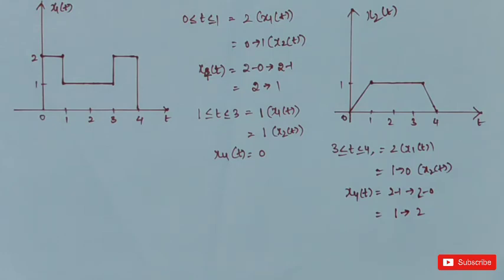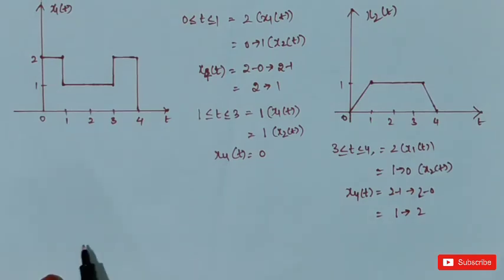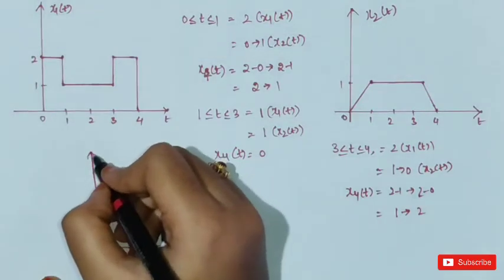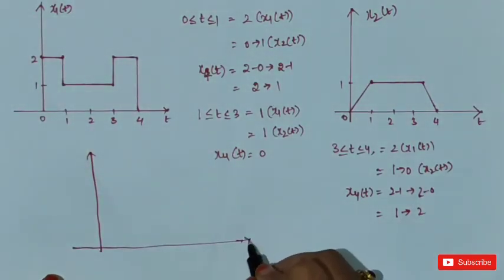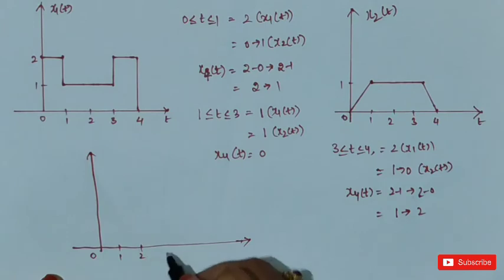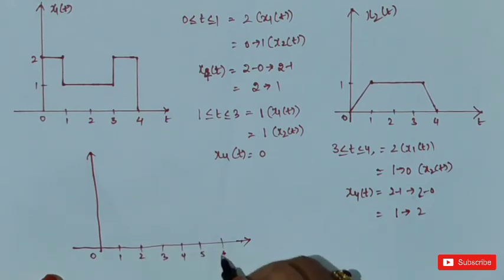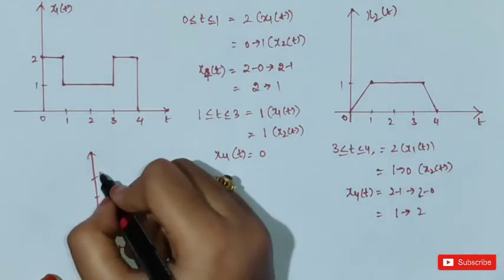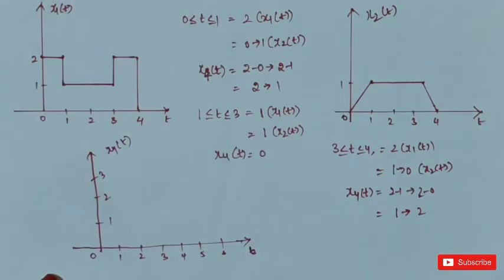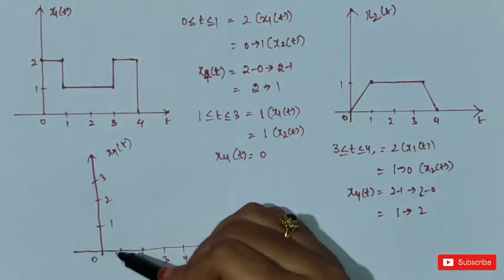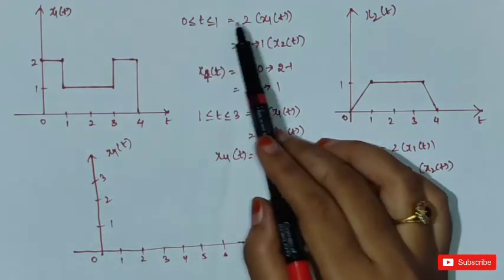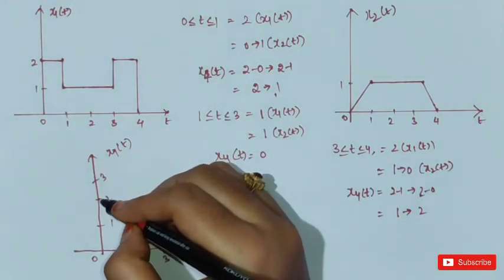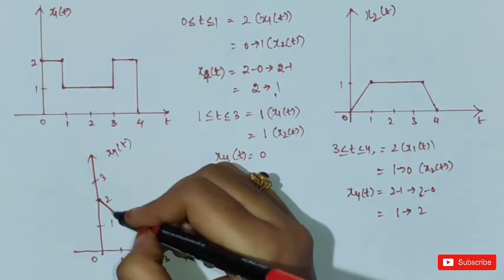Now let us draw the signal for this. We are drawing the signal subtraction. So first let us consider the interval 0 to 1. What is the value in interval 0 to 1? It is decreasing from 2 to 1.